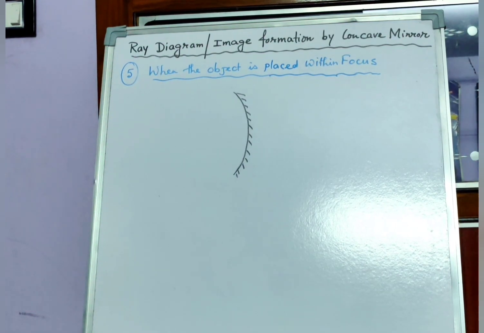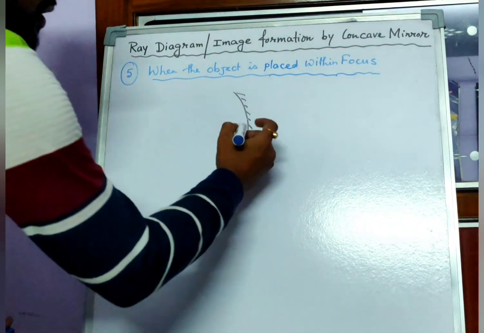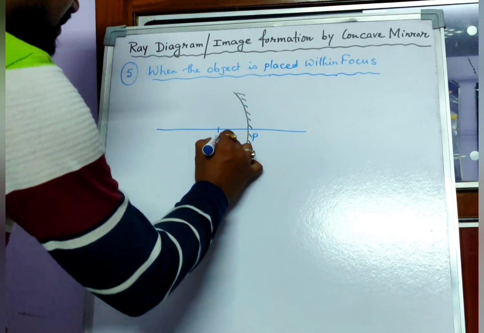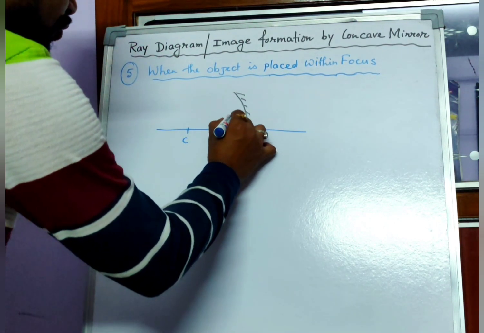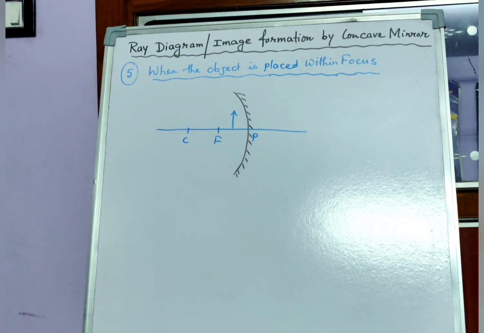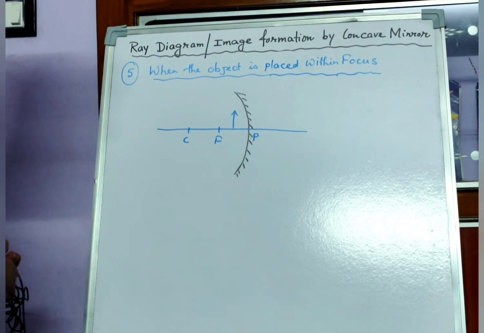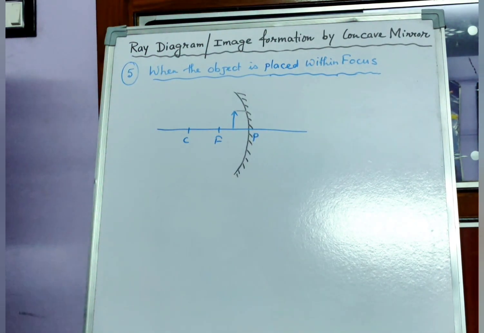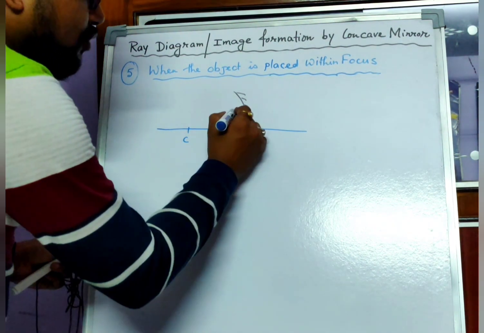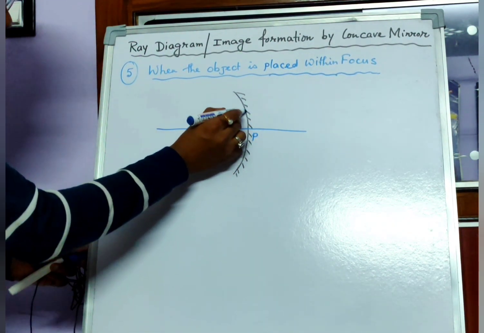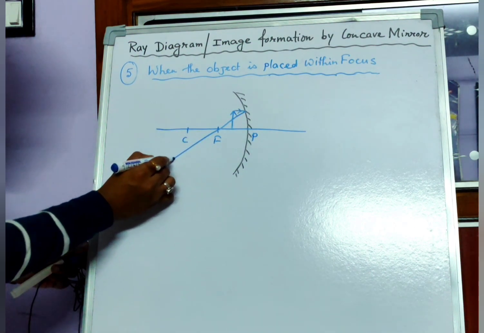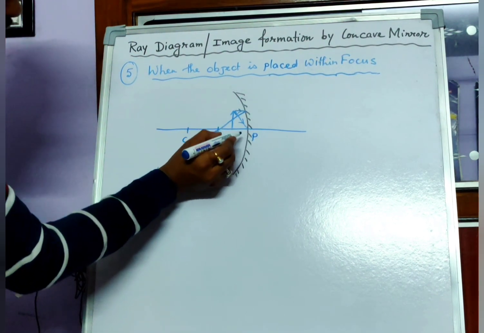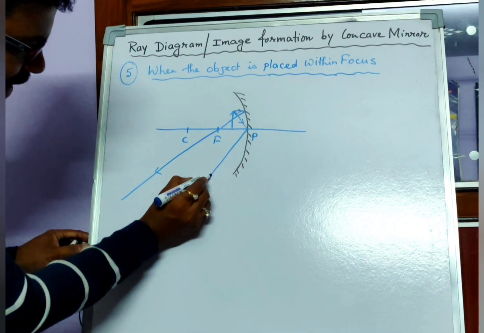Now here is the last position, where the object is placed within focus. What does within focus mean? The object is placed between pole and focus. This is the pole, this is the focus, this is the center of curvature. So I am placing the object between pole and focus. How will the image form? First of all, I am using the same properties again and again. The first is the ray parallel to the principal axis. After reflection, it will go through the focus. And the ray which is incident at the pole will be reflected back with the same angle.